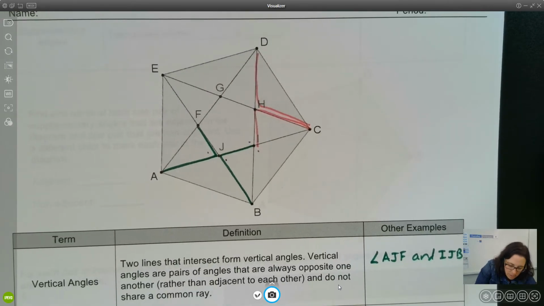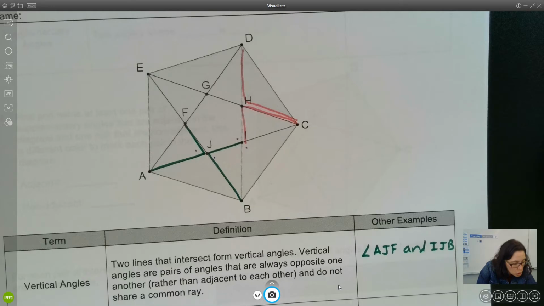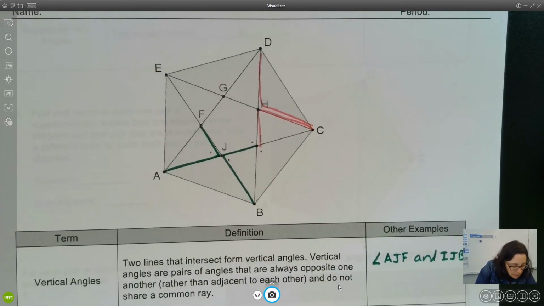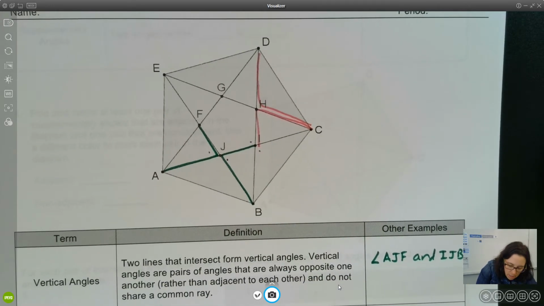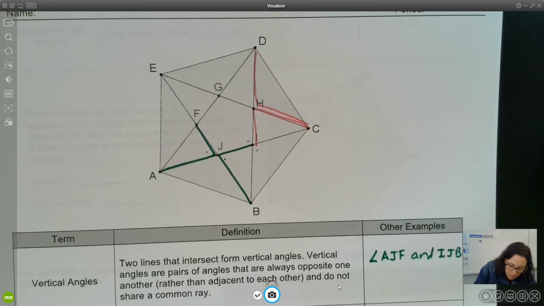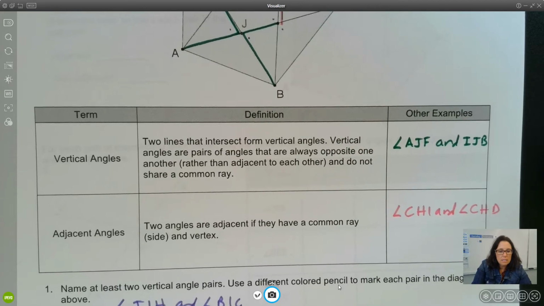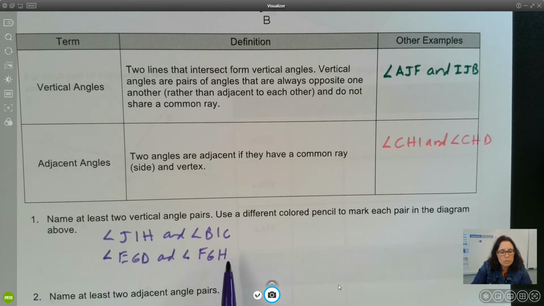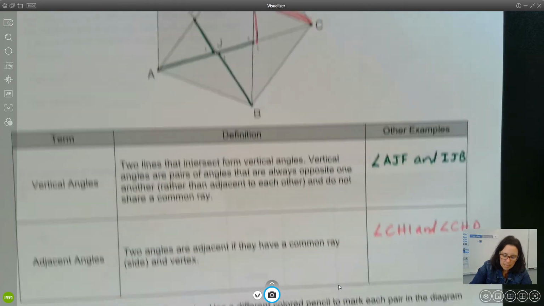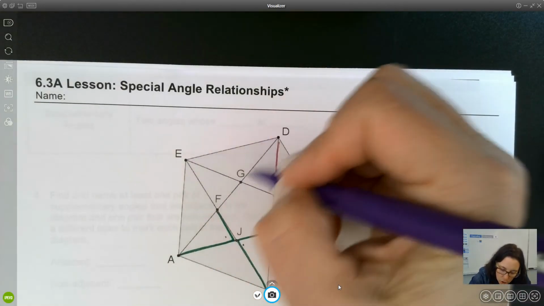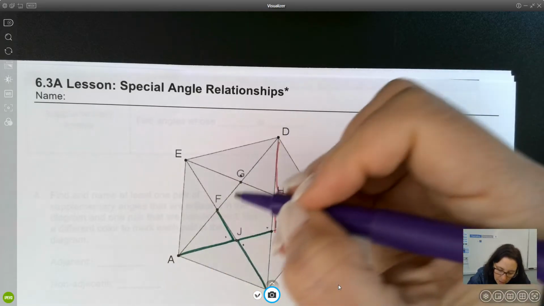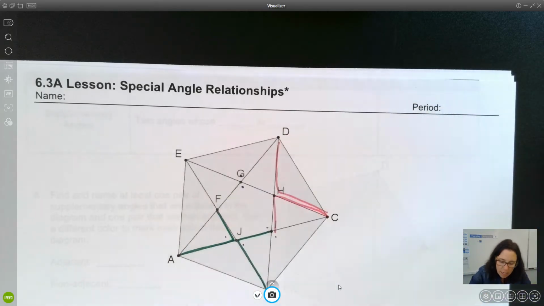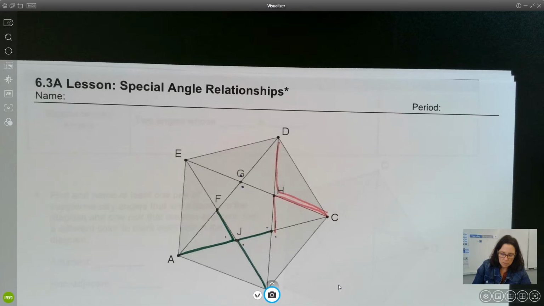Okay, here's another one. It says at least two. Okay, so angle EGD and angle FGH. Let's look at those two. EGD is this one right here, and FGH is this one right here. So those two angles are vertical.